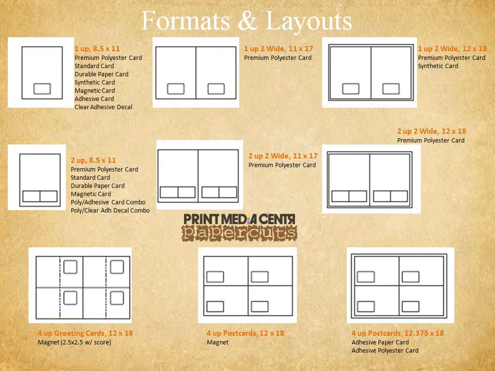Things like premium polyester to adhesive cards. Bottom right is an interesting format for anybody doing direct mail. This is the size for every door direct mail by the post office. So literally, you print a sheet that's 12.375 by 18, with 4 postcards up on it, and you chop it up in 4 pieces and off it goes, and it does get you that discount.